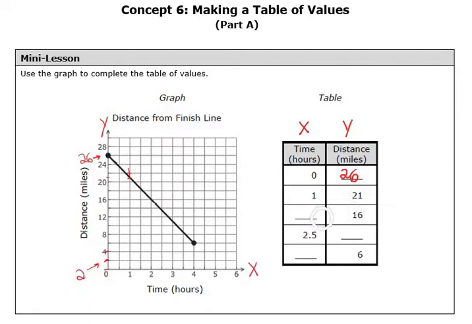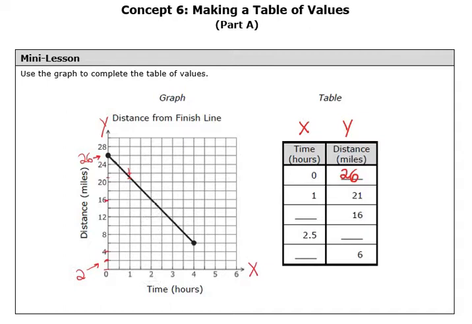Alright, this next one is a little tricky. They didn't give us the x, they gave us the y. They told us that the height for this point is 16. So on the graph, I'm going to look at the y-axis and find 16. And to complete the table, I have to see what the x value is that goes with 16. So I take 16 and I look over at the graph. Right there, I see that the x value that goes with it is 2.